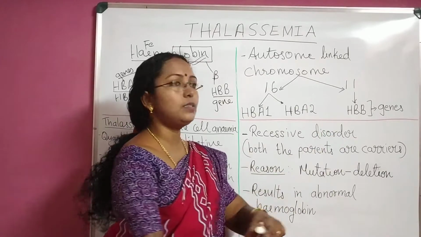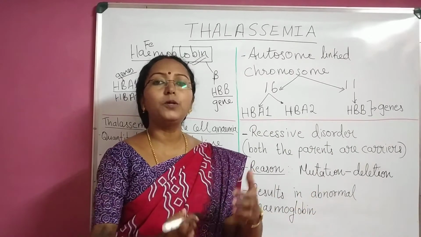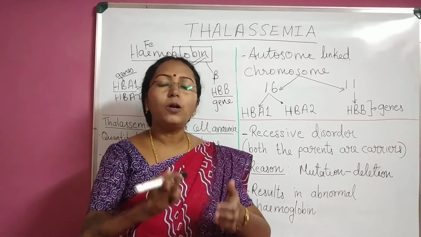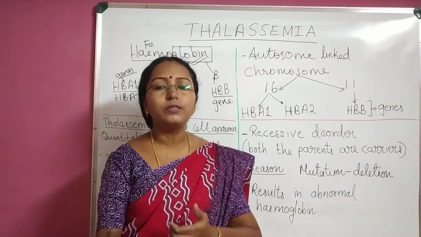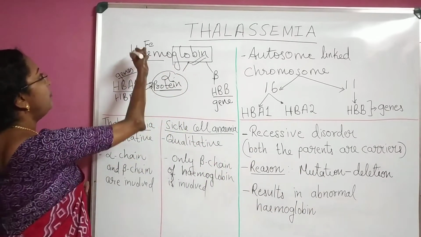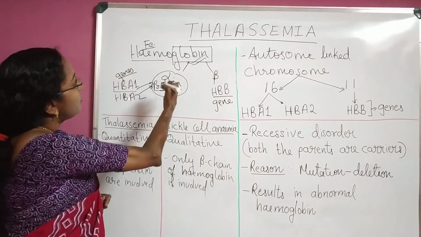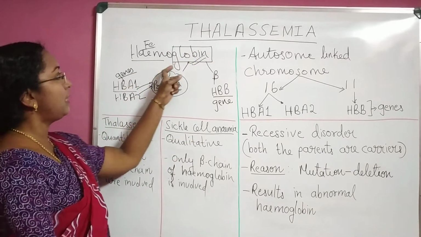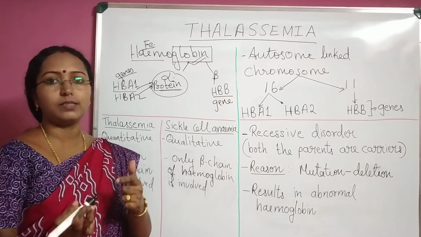If the HBB gene is not there in chromosome number 11, if that gene is removed, what will happen? The person's hemoglobin will not have the beta chain. So again, abnormal hemoglobin will be produced. If hemoglobin is abnormal, it will result in anemia. So here we have learned anemia results from deficiency of iron. Anemia can also result from abnormal production of the globin part. So anemia can be because of many reasons.